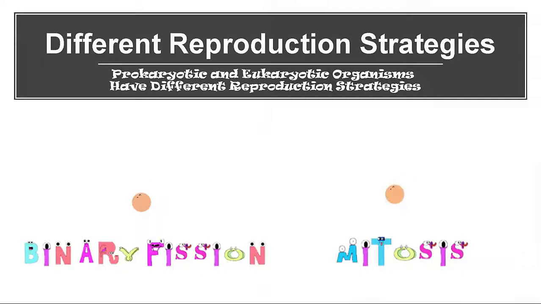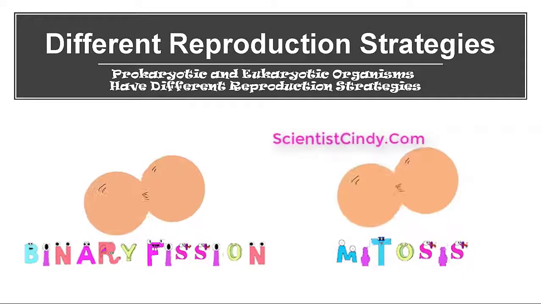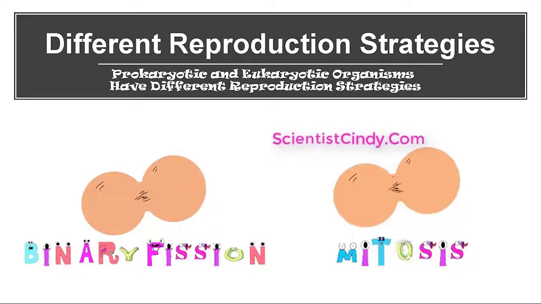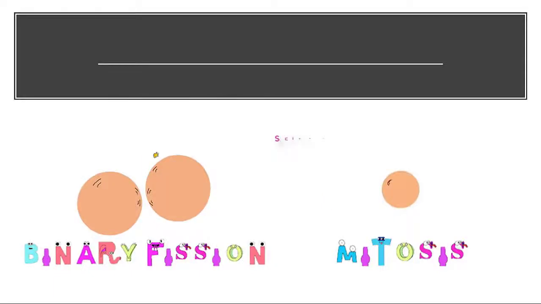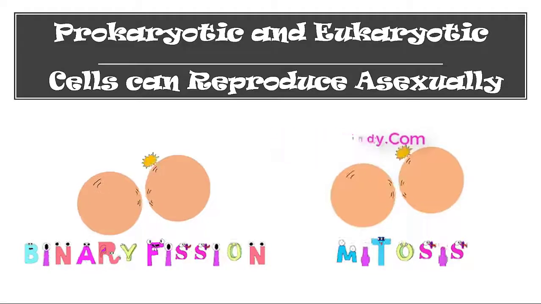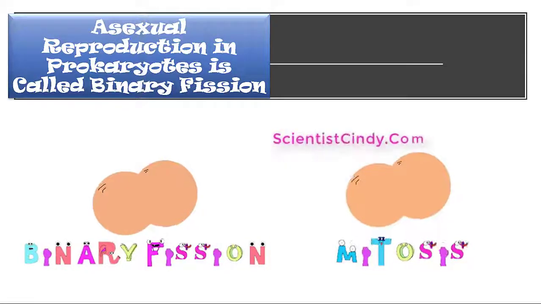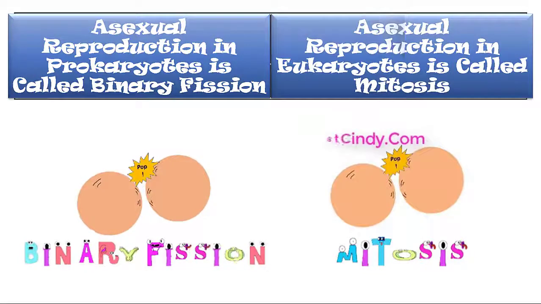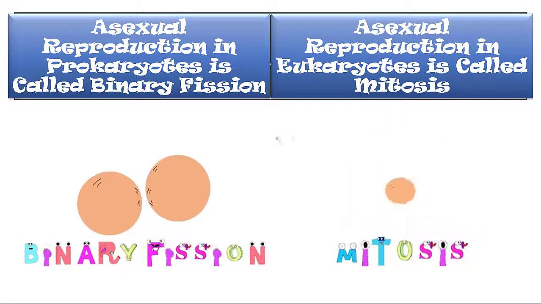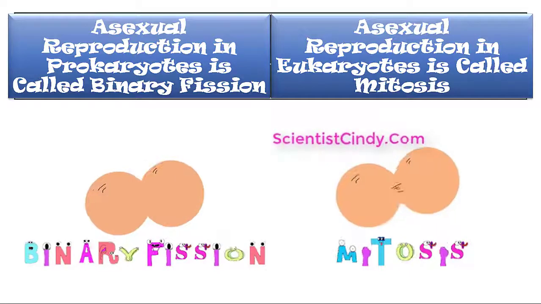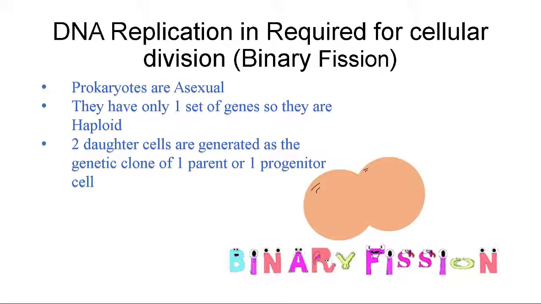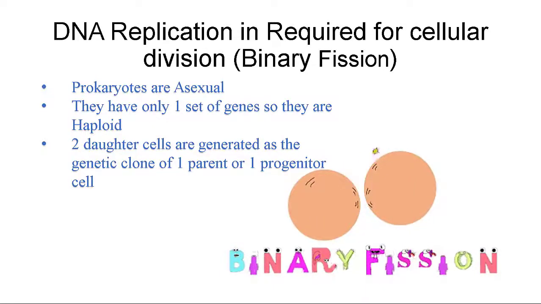One of the most striking differences between prokaryotic cells and eukaryotic cells are differences in reproduction strategies. Both prokaryotic and eukaryotic cells can reproduce asexually. Asexual reproduction in prokaryotes is called binary fission. Asexual reproduction in eukaryotes is called mitosis. DNA replication is required for cellular division, including binary fission.